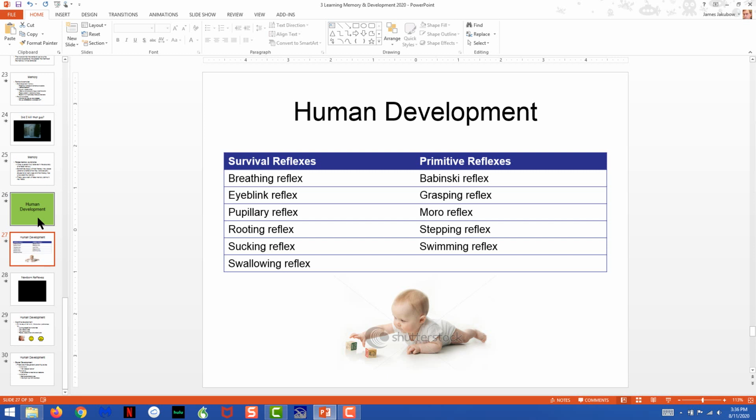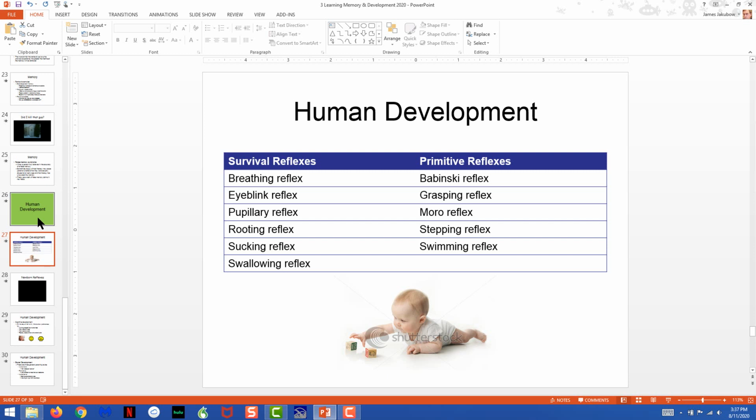So if you take a look at these, obviously the breathing reflex, that will keep you alive. Eye blink reflex, not necessarily keep you alive, but certainly protect your eyes. Pupillary reflex is going to be related to your ability to improve your vision. The rooting, sucking, and swallowing reflex are, of course, all related to eating, and that's definitely a survival issue.